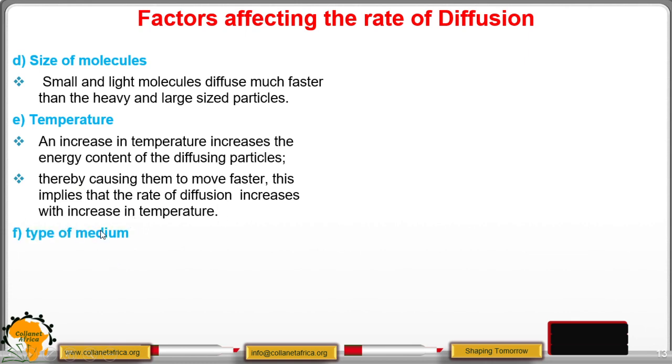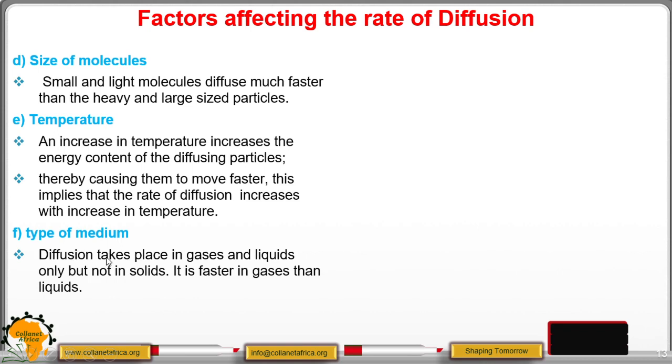Another thing is the type of medium. Diffusion takes place in gases and liquids only, but not in solids. But it is faster in gases than in liquids because, as I said earlier, the particles of gases are far away from each other compared to those of liquids. Then we want to conclude this lesson by looking at the role of diffusion in living organisms.